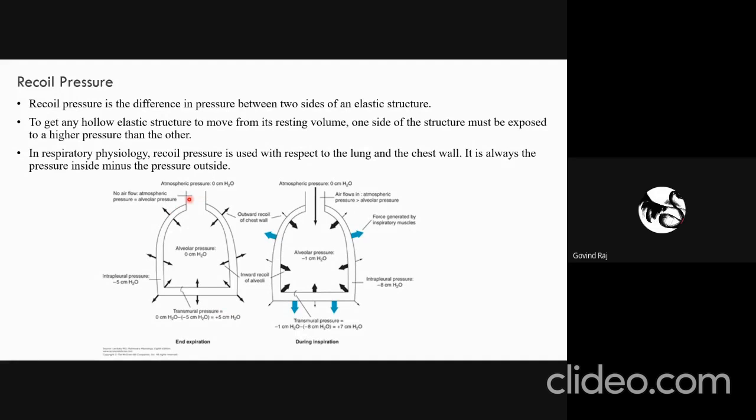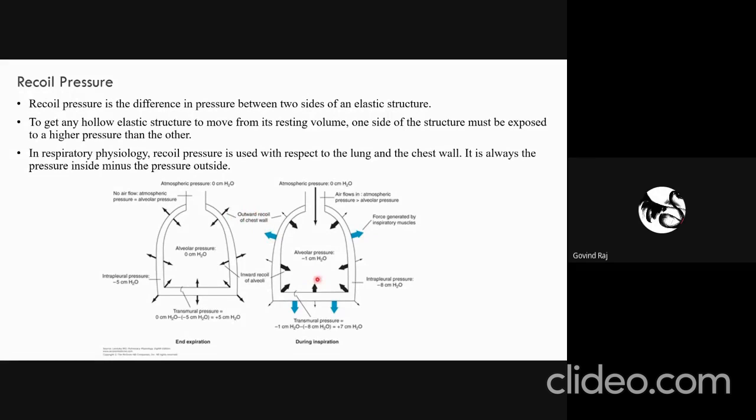Then we have the outward recoil of the chest wall. When we inhale and exhale, the chest uses some muscles to expand and relax. The recoil formed by chest expansions and relaxations is known as the chest recoil.